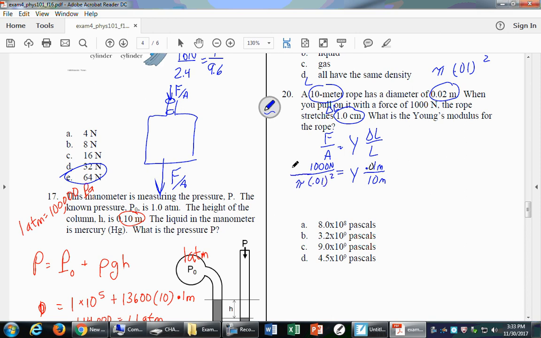And then we would solve that for Y. I don't know what the answer is. Anybody know? Is it B? So when we solve that for Y, 3.2 times 10 to the 9 pascals, if that's what the answer is. Okay? Pretty sure you do have a question like that.